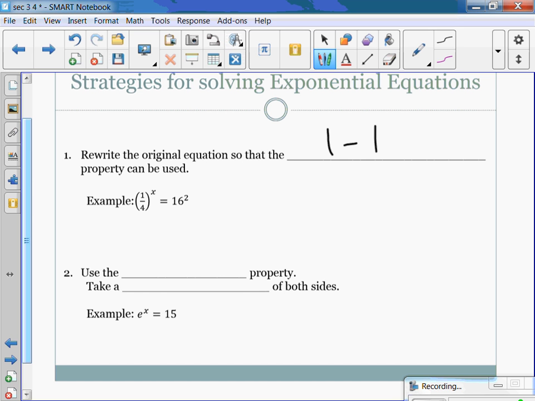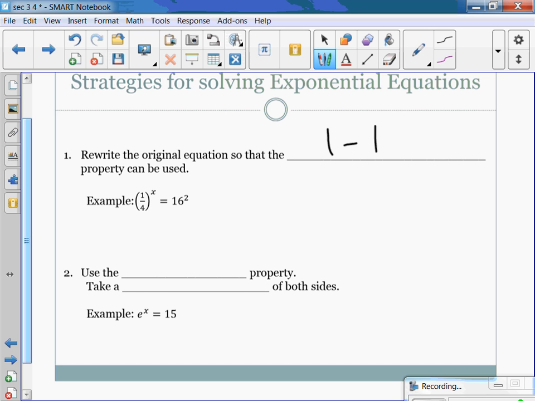Well, we can't use our one-to-one property right now, can we? We need to get the same base. We're going to look for the base of 4, and it's actually 4. So, use the base of 4. How do I write that left side with a base of 4?